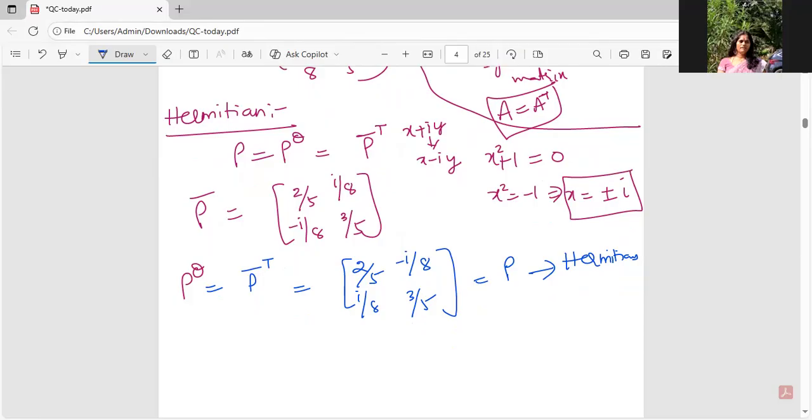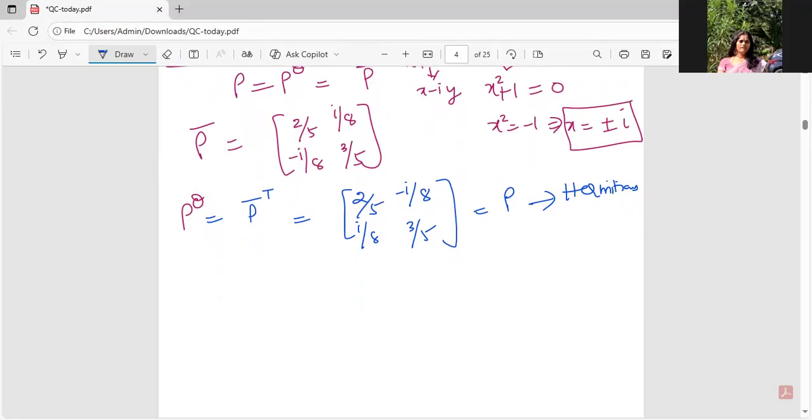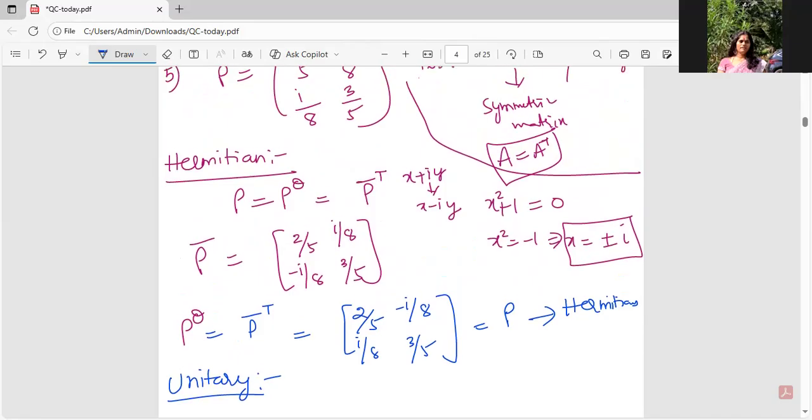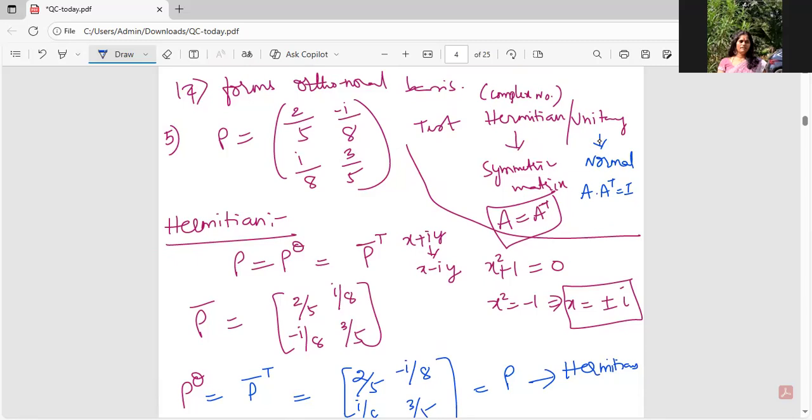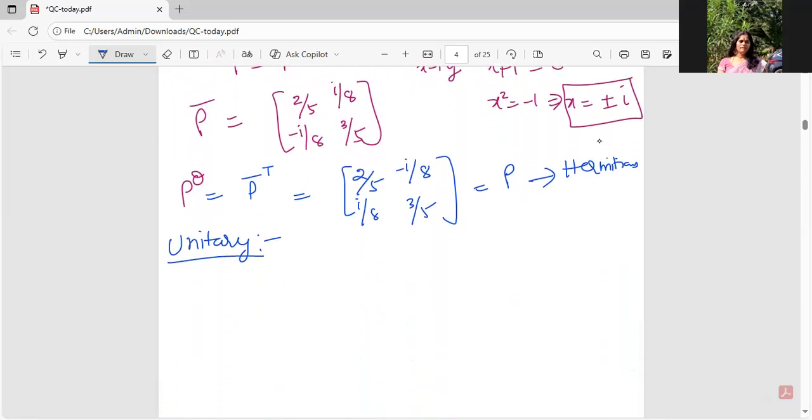How do I check a matrix is Hermitian, unitary or not? Unitary, again relating to your real matrices. When do I call a matrix unitary? It is similar to your normal matrix. What's a normal matrix? A into A transpose is equal to I. Okay, so let's see whether it's unitary or orthogonal, by the way. Orthogonal also I can say A into A transpose is equal to I.